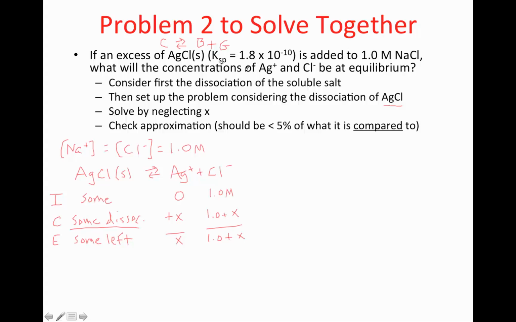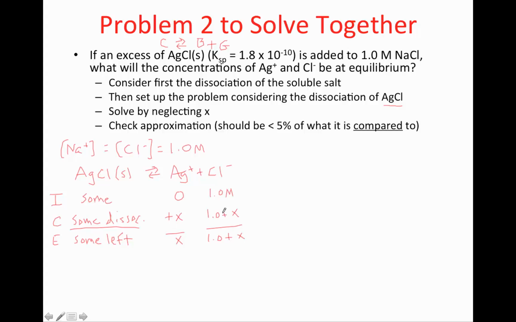Remember what we said, when you solve these problems, one of the first things you look at is the size of the KSP value. Here KSP is really tiny. That tells us this reaction is not going very strongly to the right. In fact, it's hardly going to the right at all. So very, very little dissociation of this material. X is going to be very, very small.